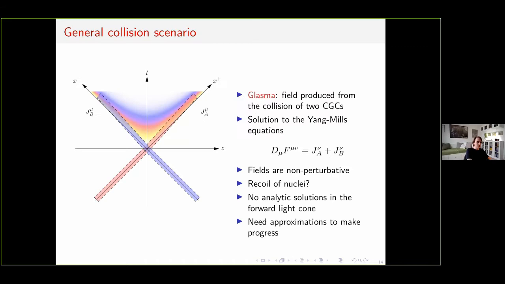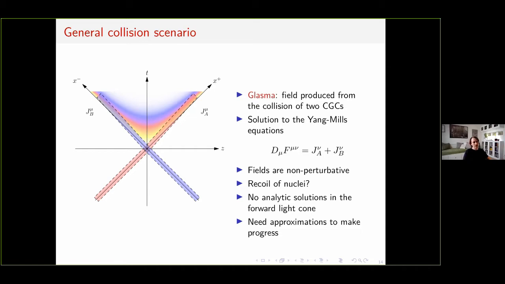So we want to solve this collision scenario. Basically, you want to have these two currents collide and produce something. And in the future light cone, the field that you find here, this is what's called the Glasma. Right? So it's what is produced from the collision of two color glass condensates. And to figure out this field, we need to solve the YM equations. But there are now a number of problems. First of all, the fields themselves are non-perturbatively large. So even though we're at weak coupling, we have high gluon occupation numbers. So the fields are actually large and you can't really do perturbation theory in the gauge fields themselves.